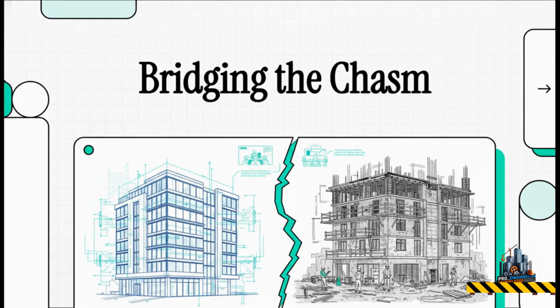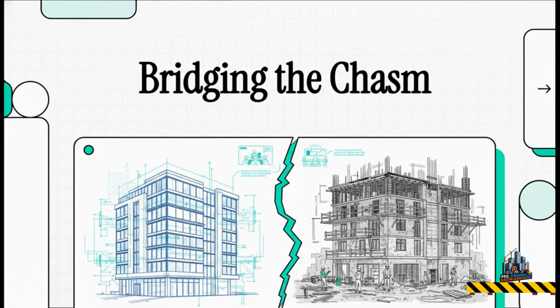You know that feeling when you look at a finished building and something's just not quite right? It doesn't match the drawings, the vision. Well, there's often this huge chasm between that perfect digital model and the physical thing that actually gets built. Today, we're going to dig into why that happens and, way more importantly, how we can fix it.